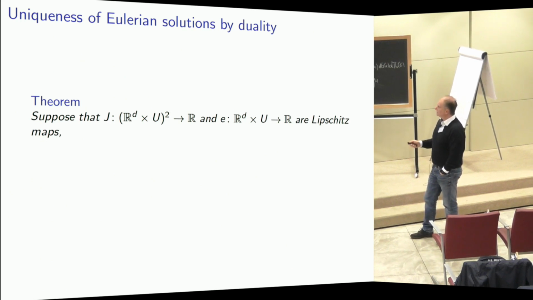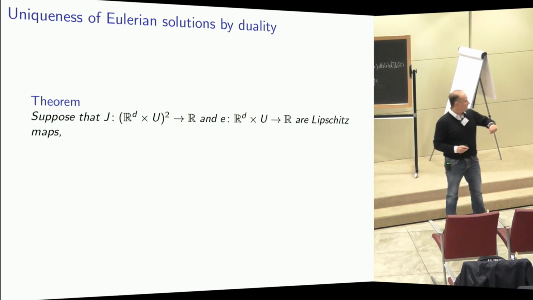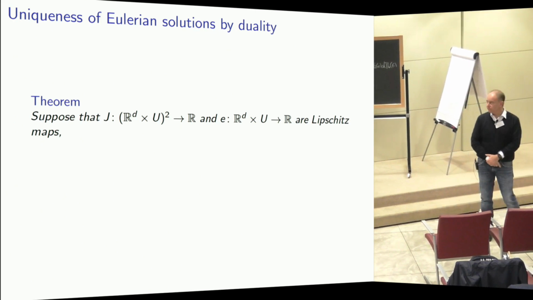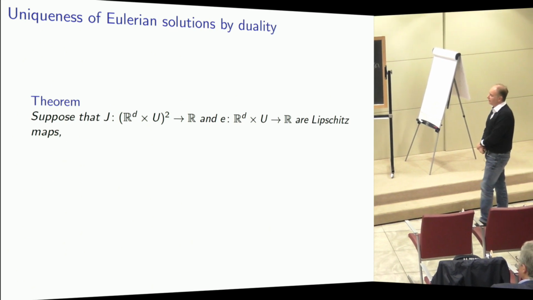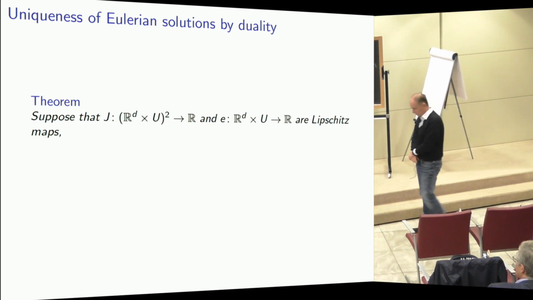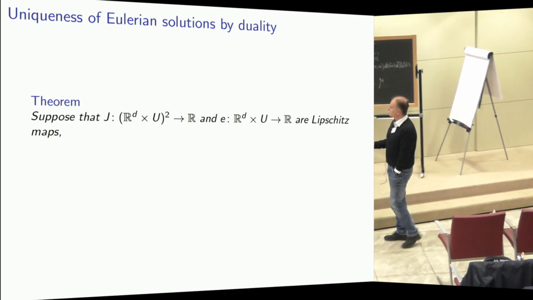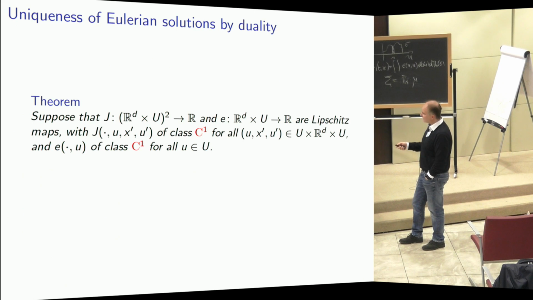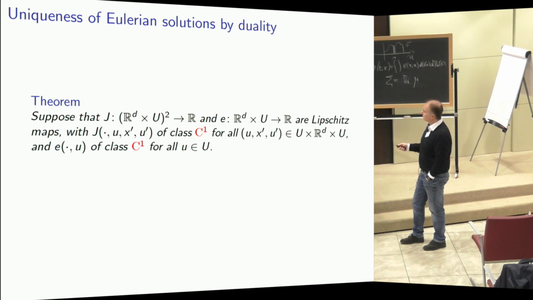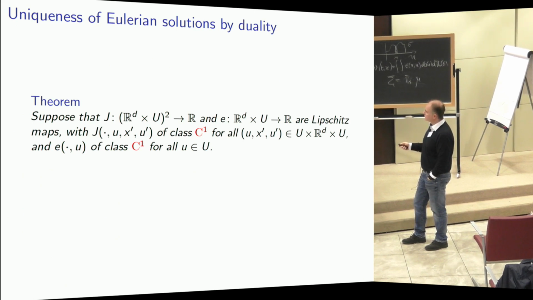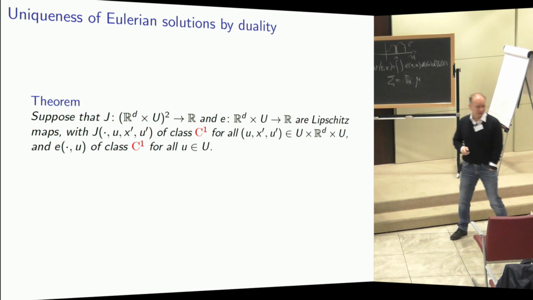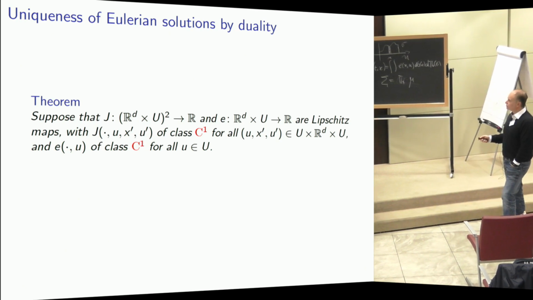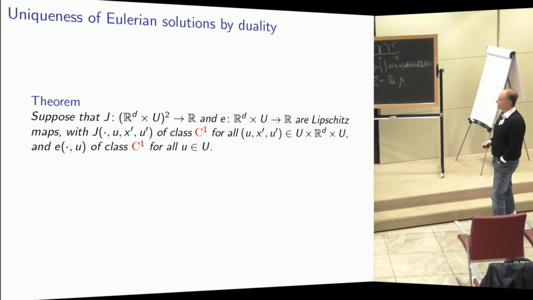The uniqueness of Lagrangian solution, you can approach it in two ways. One way is through a duality principle, and so now you assume that J and the vector field E are both Lipschitz, as you did before. You have to ask, though, that they are a little bit more smooth to use this technique, so that you need that in certain directions, they are actually of class C1.